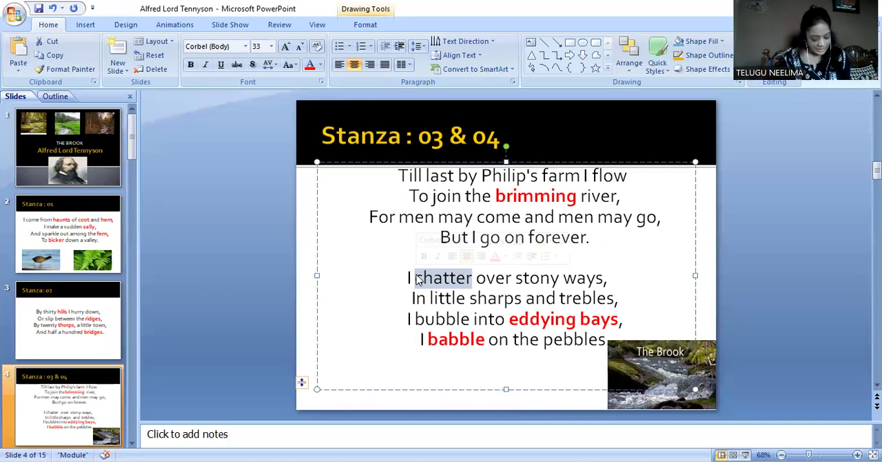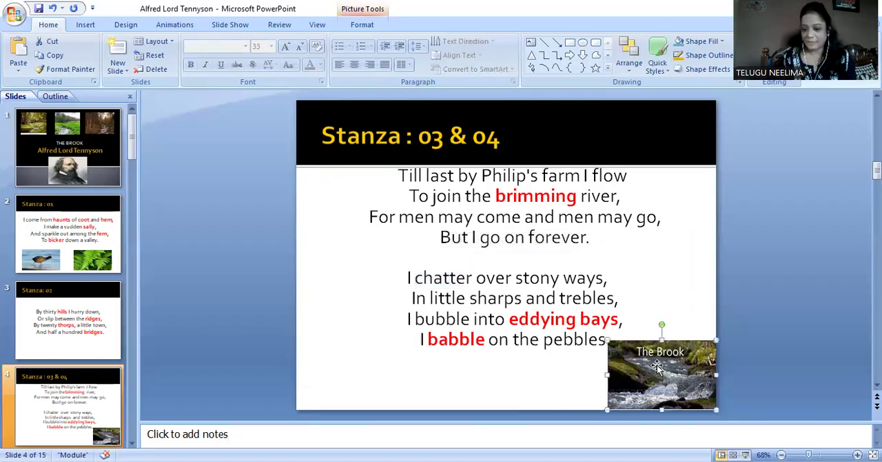Here, eddying bass is nothing but a circular way. See, if you look at this particular picture, you can observe the style of the water here. It doesn't carry a proper shape while traveling. Sometimes it travels in a circular manner, and sometimes it really babbles on the pebbles. Babble in the sense to make some noise. Pebbles are small stones.